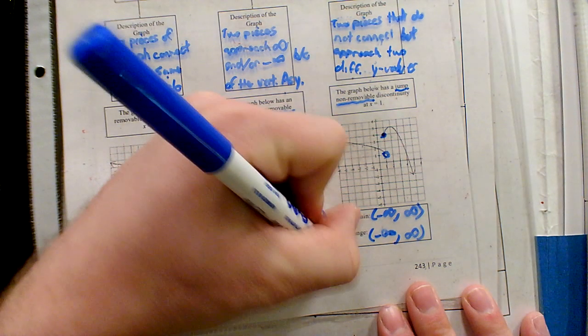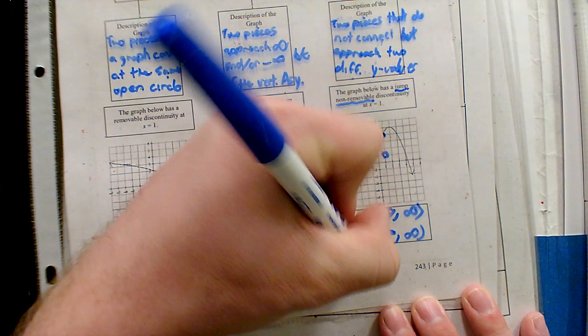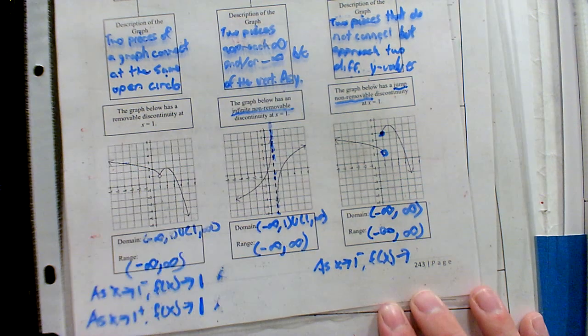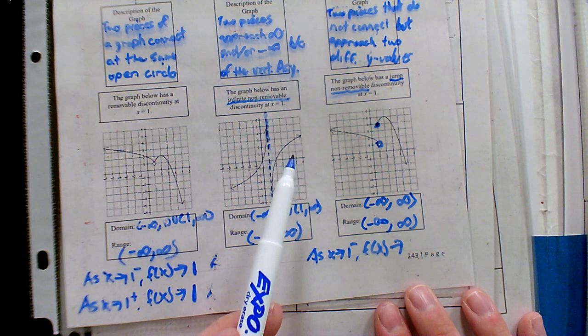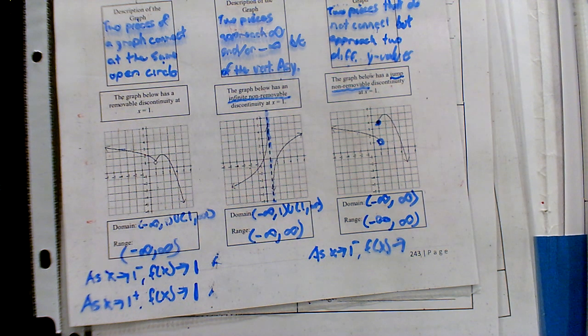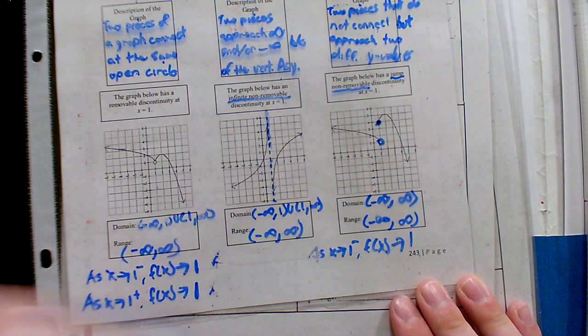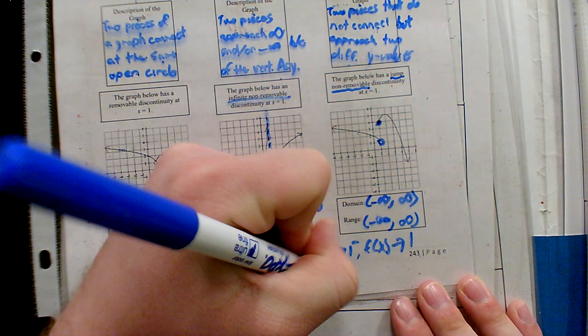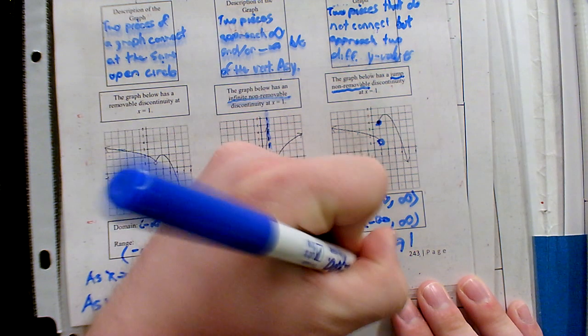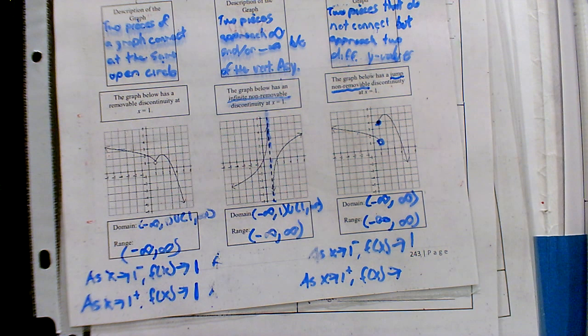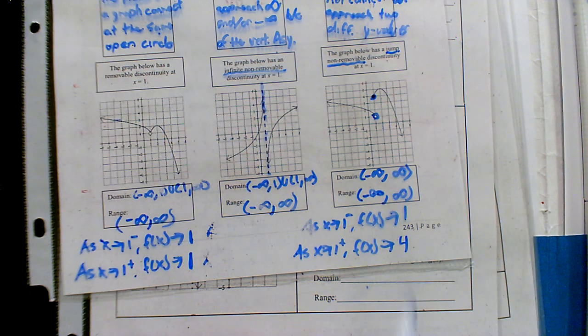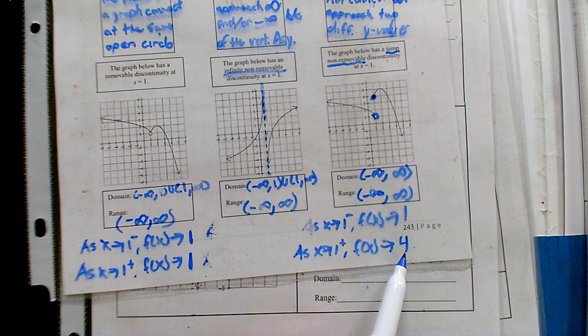As x approaches 1 from the left, f of x approaches what? So go on your graph, start on the left and go towards x equals 1. What number do you approach? What number is your graph going towards? 1. Okay. As x approaches 1 from the right, f of x approaches what number? So start on your graph on the right side and go towards the x value of 1. 4. It approaches 4.